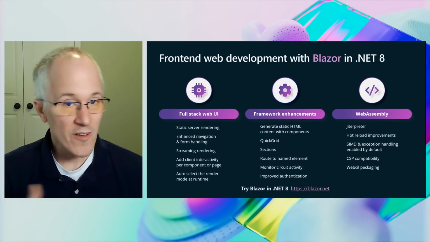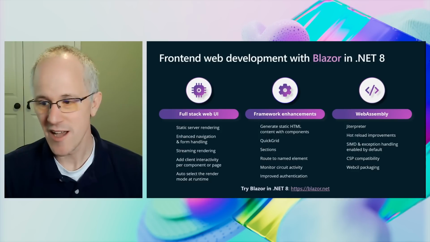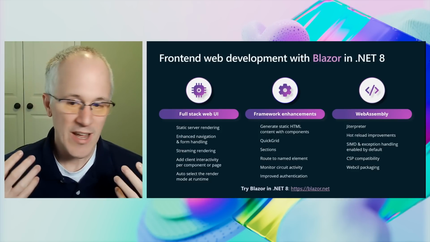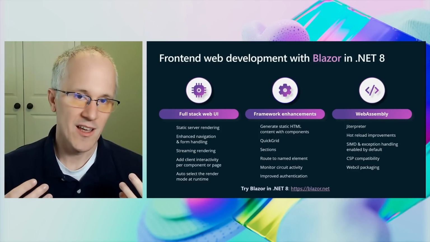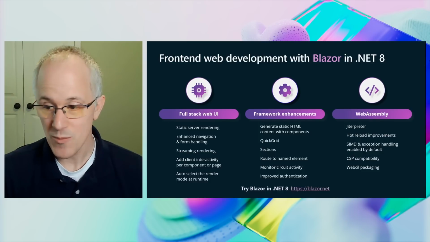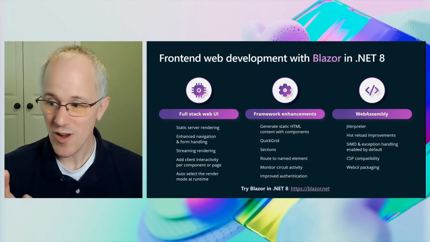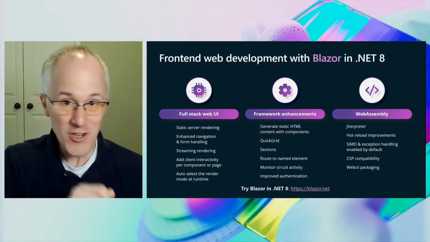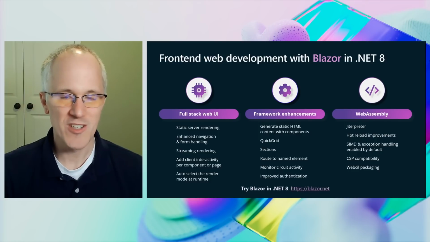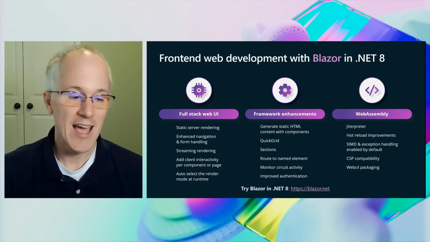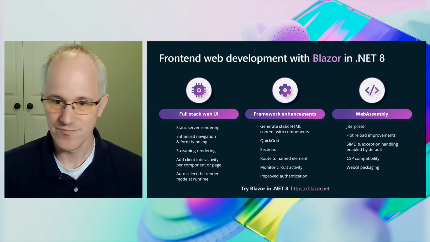Here's a full list of all of the Blazor features in .NET 8, including the new advanced render modes, additional framework enhancements, and WebAssembly improvements. If you haven't yet tried out Blazor in .NET 8, I encourage you to do so. You can get started with Blazor by going to the Blazor homepage at blazor.net.